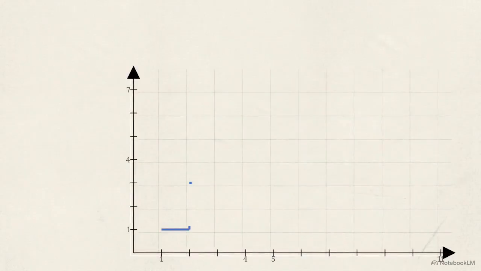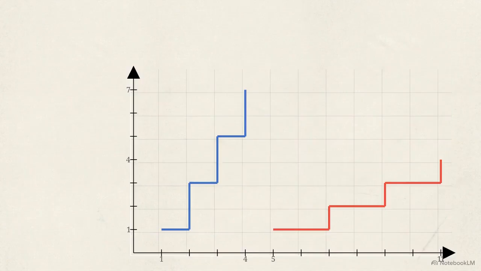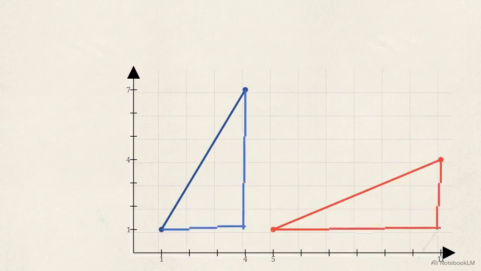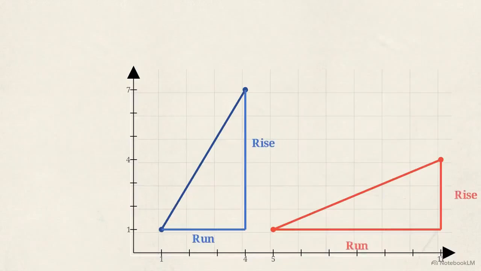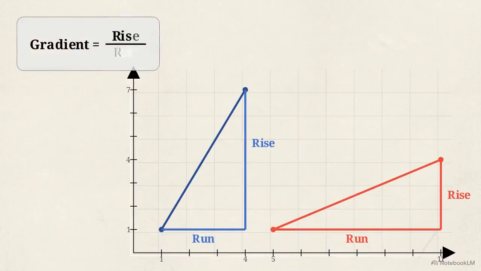Here we have two sets of stairs on a coordinate plane, one steep blue set and a shallower red set. If we overlay right-angled triangles on both, we can isolate two dimensions: the vertical height, which we call the rise, and the horizontal depth, which we call the run. The mathematical gradient is the ratio of that vertical rise to that horizontal run.